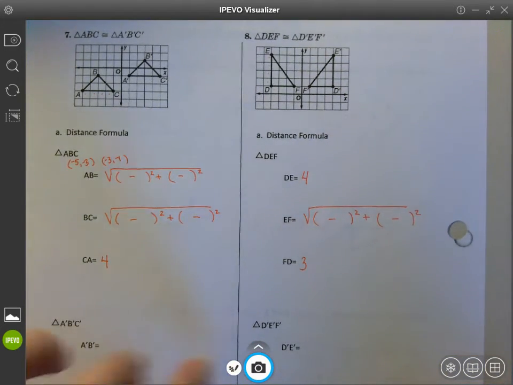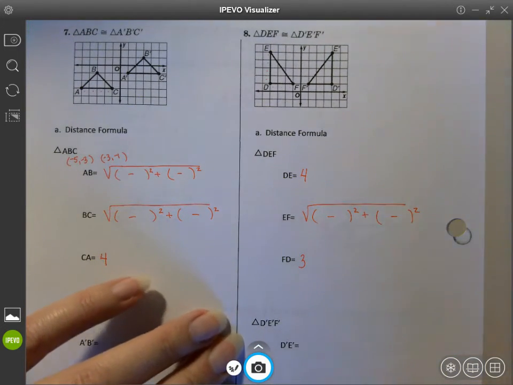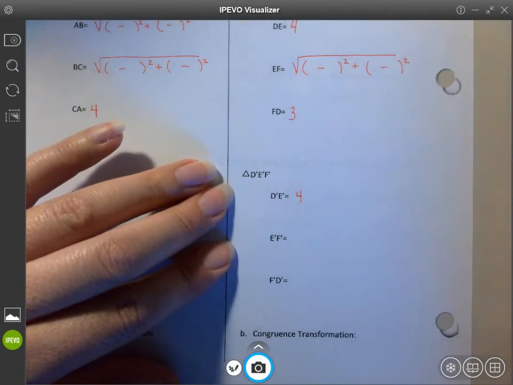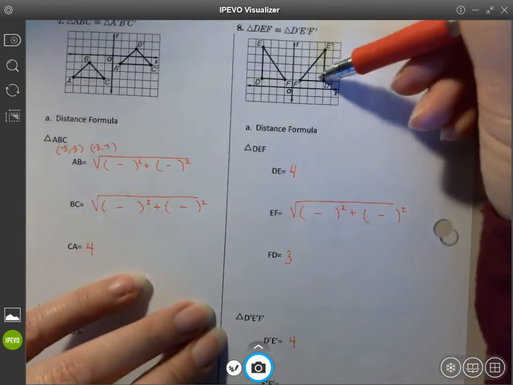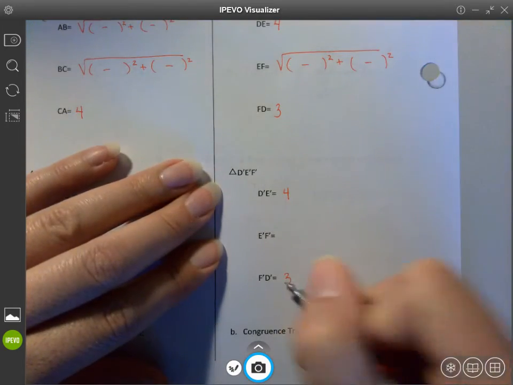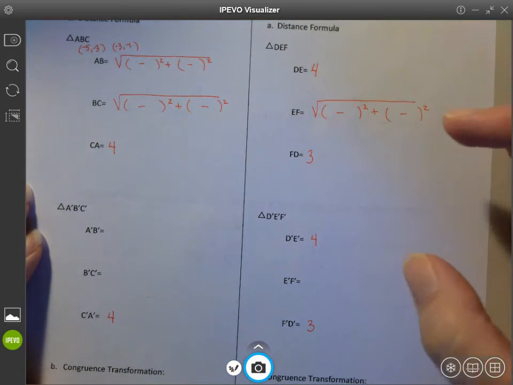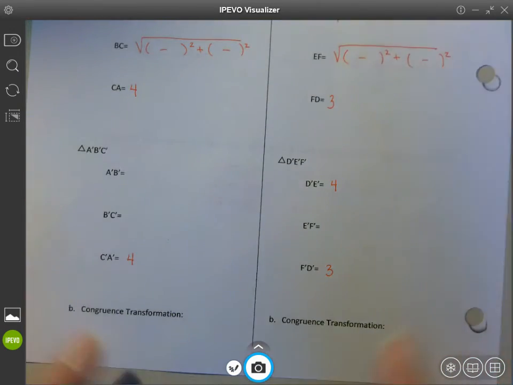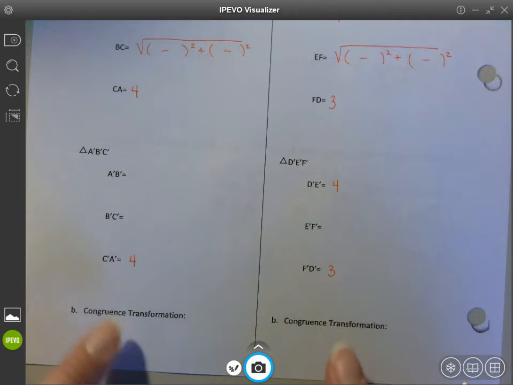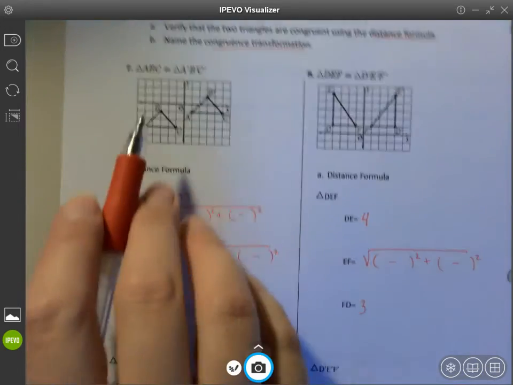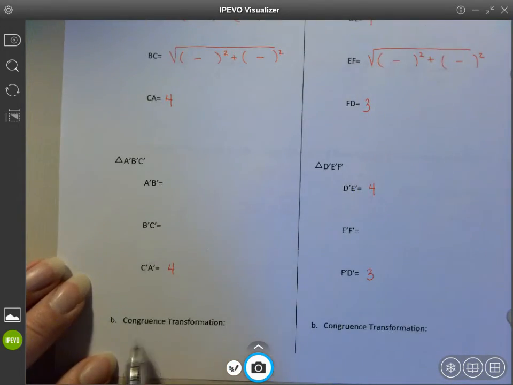Do you see that we can do the same count on the prime? D prime E prime is 4 units. And F prime D prime is 3 units. So I only have to do the distance formula twice over here. I do have to do it 4 times here. And then don't forget at the bottom, if these are the same, we're going to show that triangle congruence statement. Oh, they actually gave that to us. Sorry. We're going to say the congruence transformation.